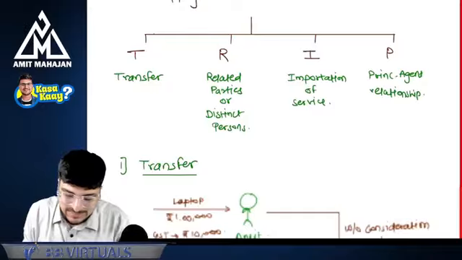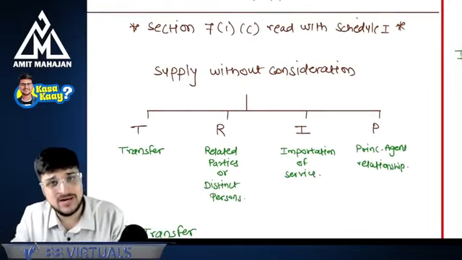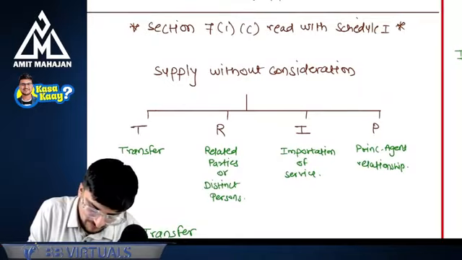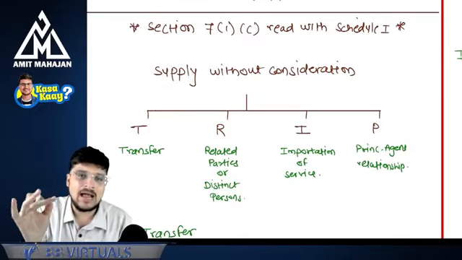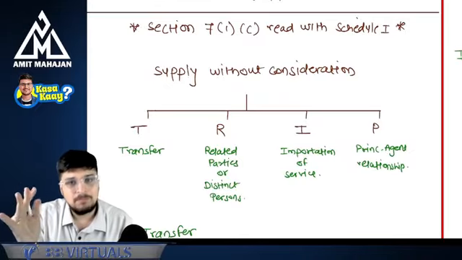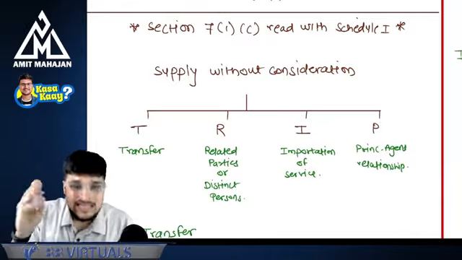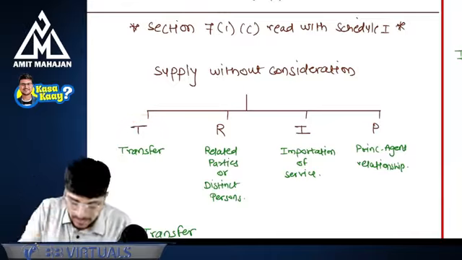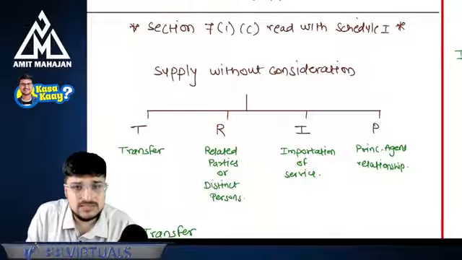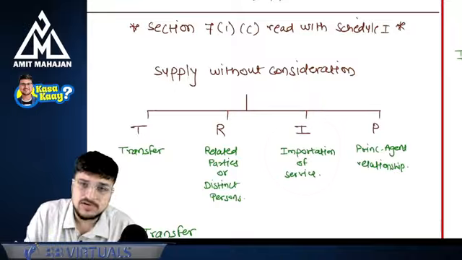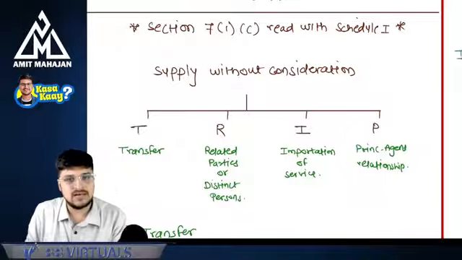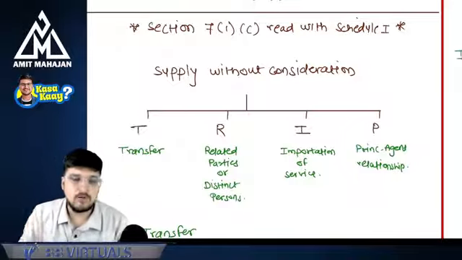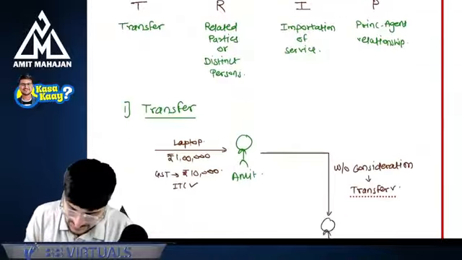Understood? So, which are these transactions made without consideration that will be considered as supply? Number one, 4 points, TRIP. T means transfer, if you transfer without consideration. R is related parties or distinct persons. I is importation of service. And P is principal agent relationship. First, we will talk about transfer. We will take one simple example of transfer.